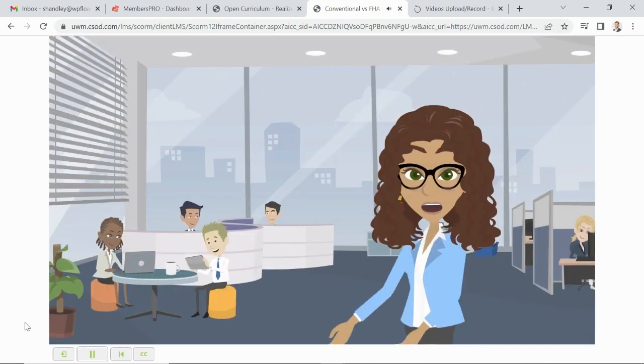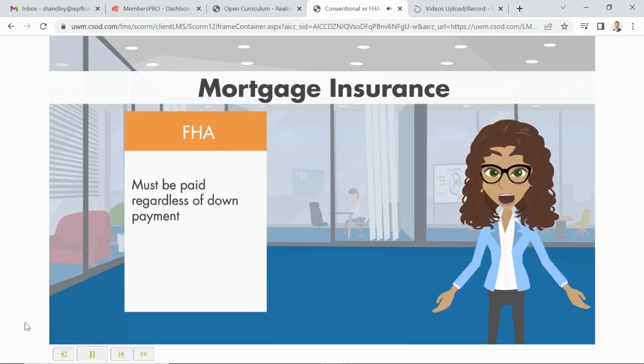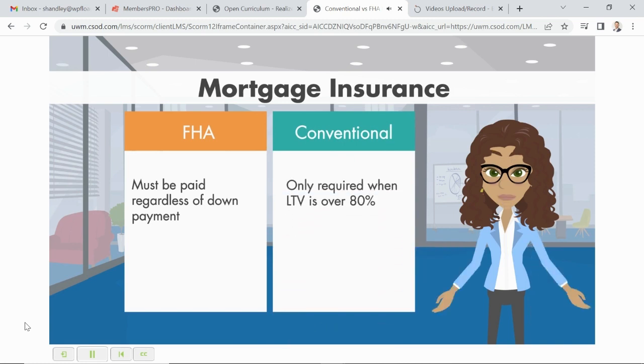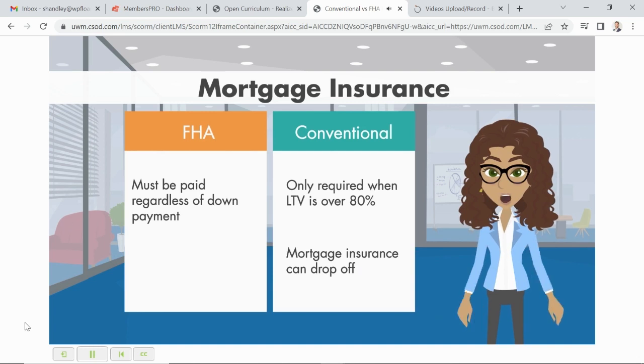Let's talk about a few major differences between conventional and FHA loans. FHA requires mortgage insurance to be paid regardless of down payment amount, whereas conventional loans only require mortgage insurance when the LTV is over 80%. On conventional loans, as the borrower pays down their principal and reduces their LTV, their monthly mortgage insurance payments will be removed, which is not the case for FHA loans where the MI does not drop off.